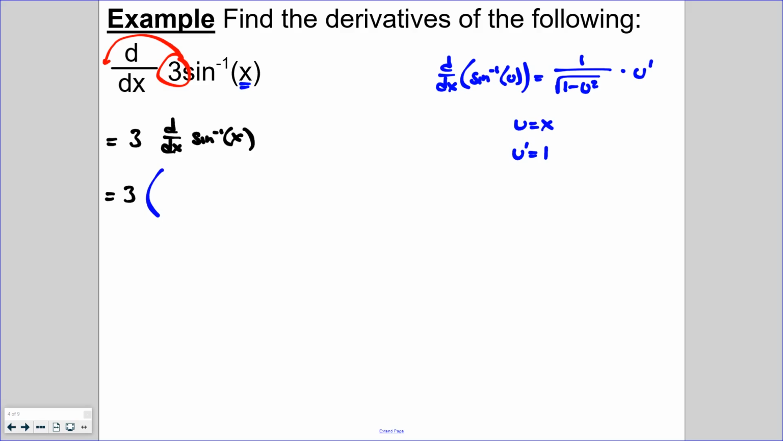And we know that that's going to be 1 over the square root of 1 minus u squared. And remember, we said that u is equal to x. So instead of substituting in u, we're going to substitute in x. So we'll get x squared, times, then we need to multiply this by the derivative of u. And again, we've already determined the derivative of u is 1. So now we can just multiply this by 1. And we know that 1 times anything is just going to be that thing. So that means we're going to be left with 1 over the radical of 1 minus x squared.